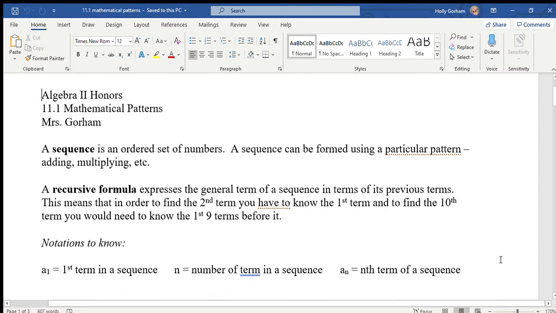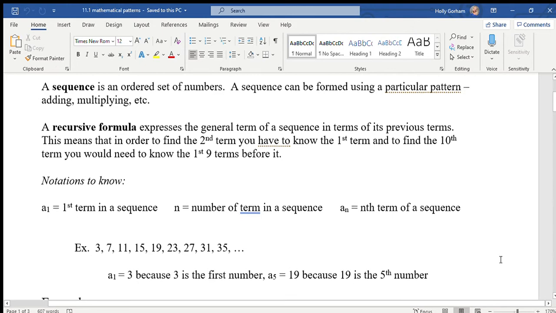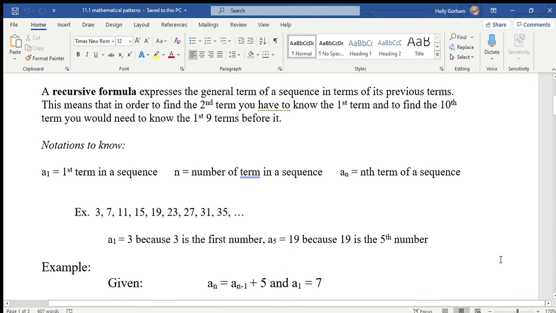There are two types of formulas that you can write when you're dealing with sequences. There's what's called a recursive formula and then an explicit formula. So let's start with a recursive formula. A recursive formula expresses the general term of a sequence in terms of its previous terms.